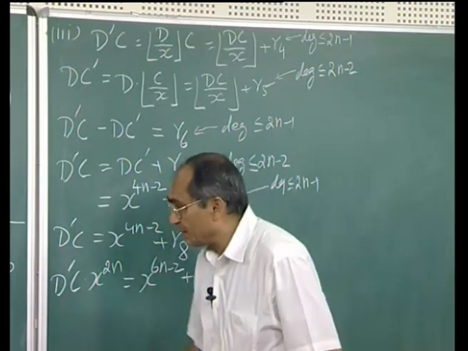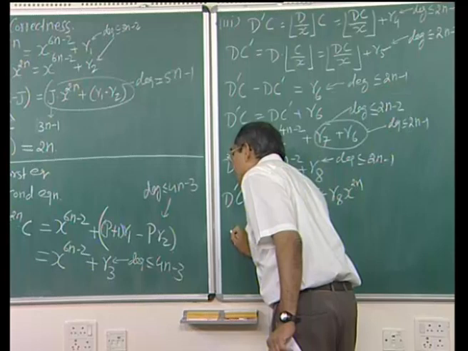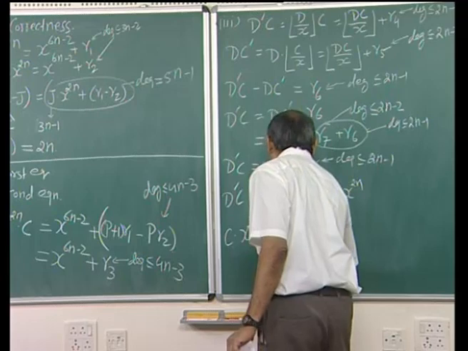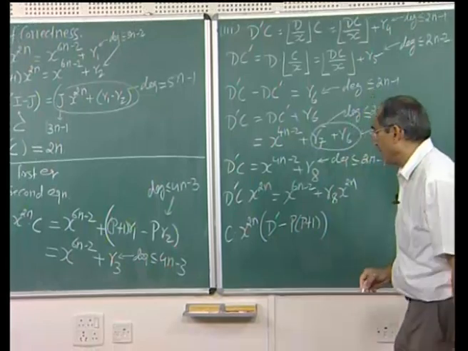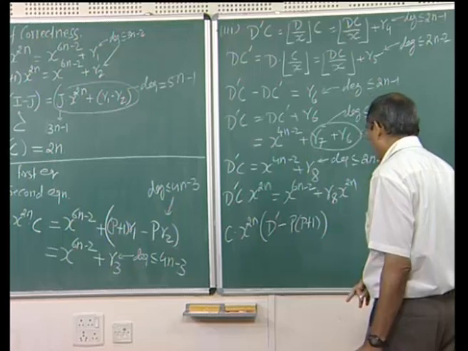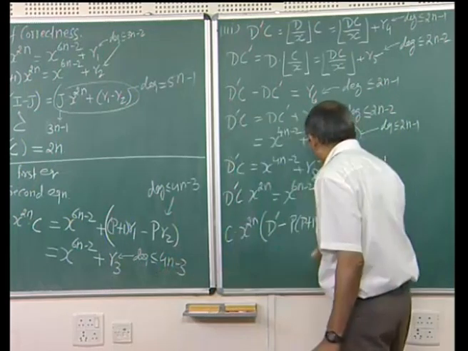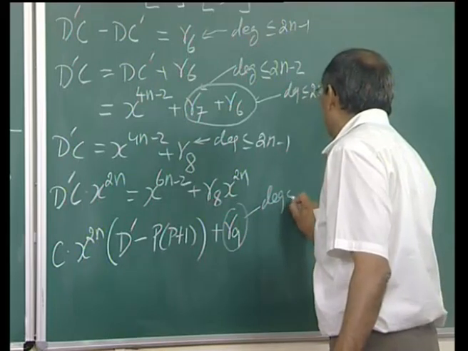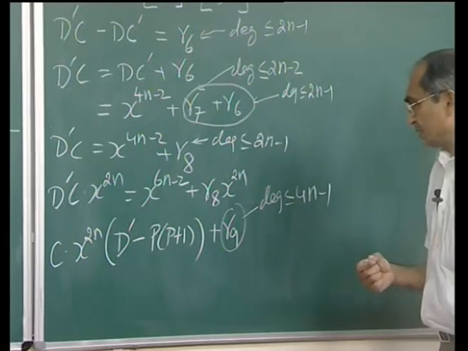Let us subtract this from this, we are going to get C times x to the power 2n (D prime minus p times p plus 1), and this cancels out, and we are left with this has degree 4n minus 1, this has degree 4n minus 3. So, I have some R9 of degree less than or equal to 4n minus 1, the dominating degree is this.